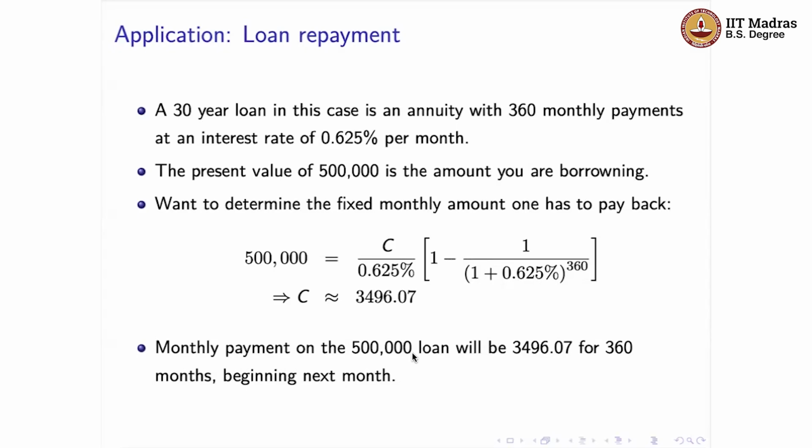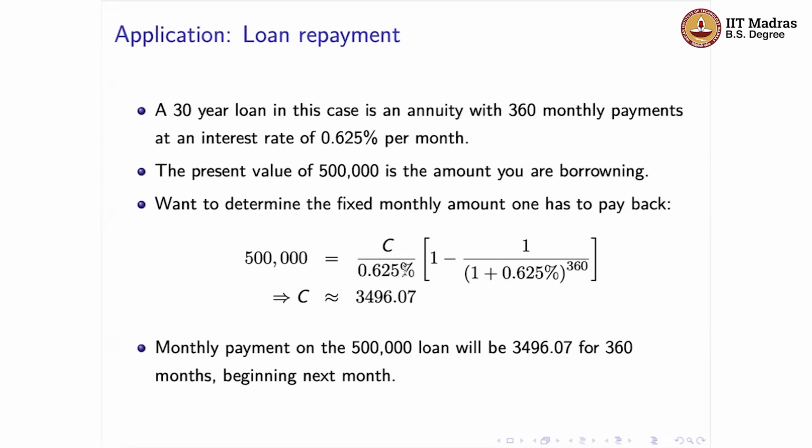That's the 5 lakh amount that was quoted. So now you want to determine the fixed monthly amount that you have to pay back. So let's call that amount C. And now you can just plug in the annuity formula. So the present value of these payments is 5 lakh, right? And you are paying out C each month. So C, and the interest rate is 0.625%.